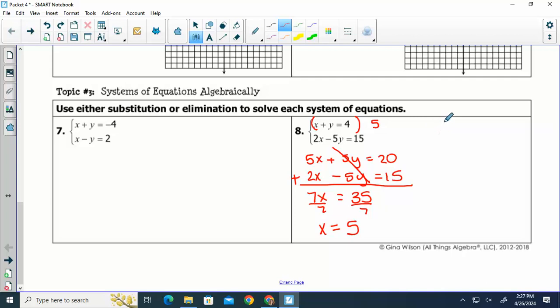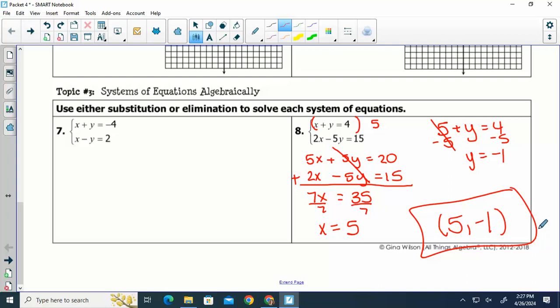So I go back to the original. x plus y equals 4. So if x is 5, plus y equals 4, subtract our 5, so y is negative 1. How do we write our final answer? Ordered pair.